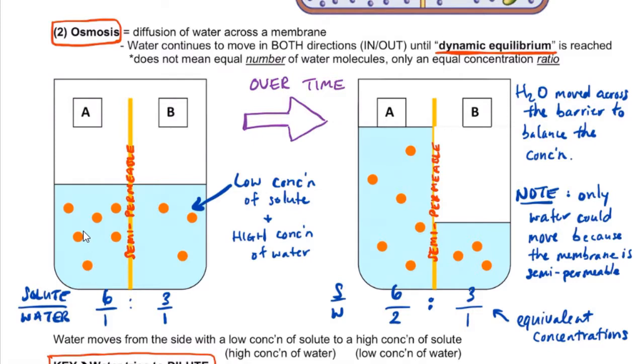So it's the water, again, still moved with its own diffusion gradient from where there was lots of water to where there was less in terms of concentration. But it sure looked like it went from where there was less solute to more solute, doesn't it?